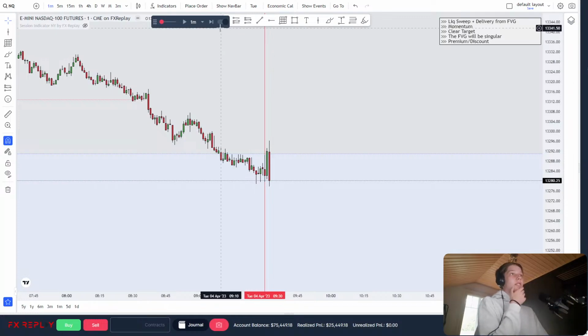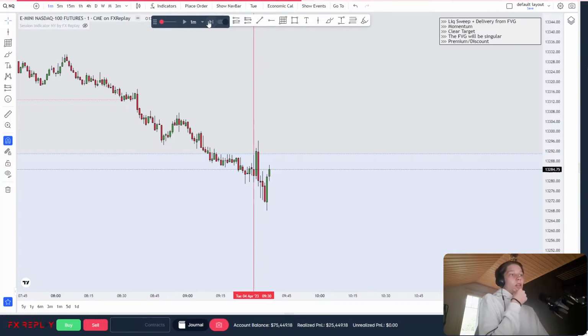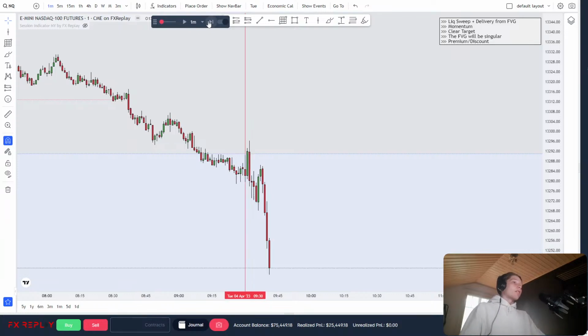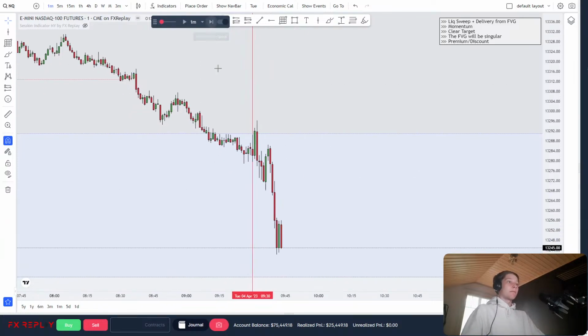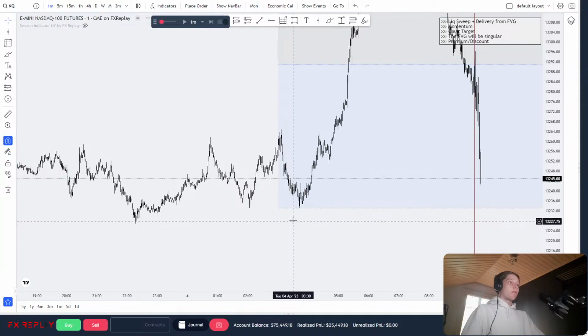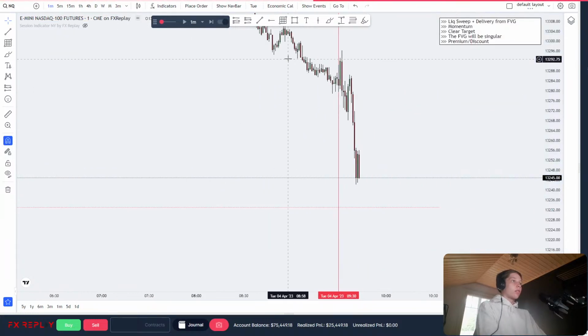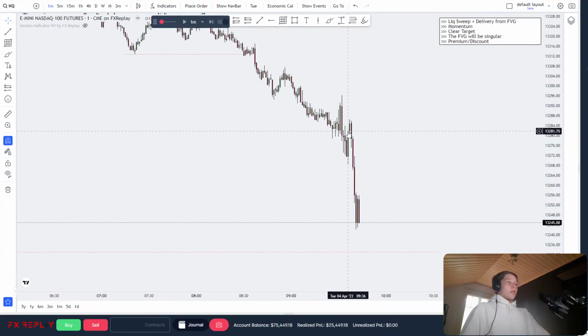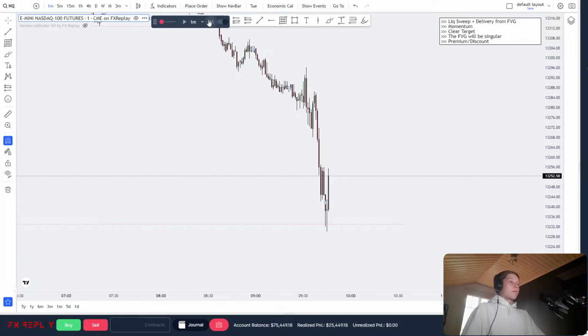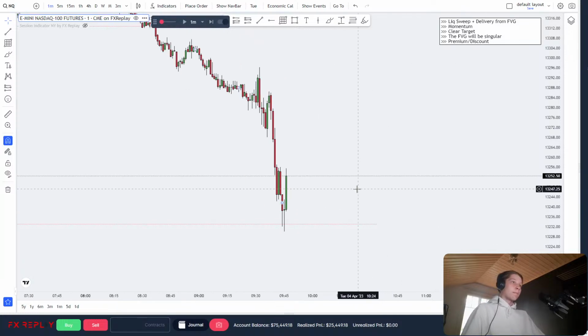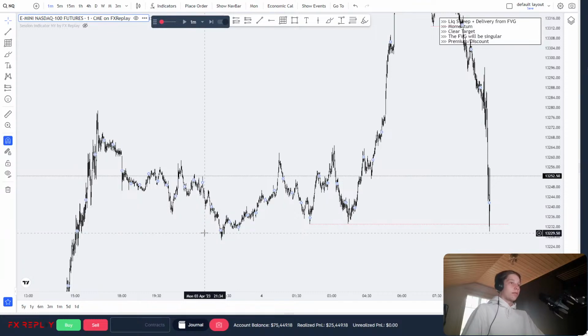Let's just remove that. That's not really important as long as we know what's in there. So we're falling down, probably targeting these relative equal lows. That's what I'm thinking at this point, really. Okay, they get tapped, swept, whatever.